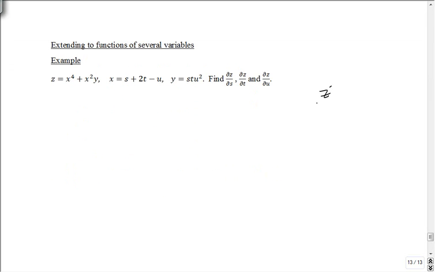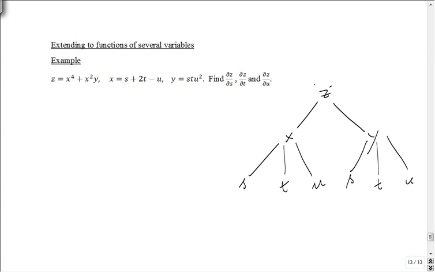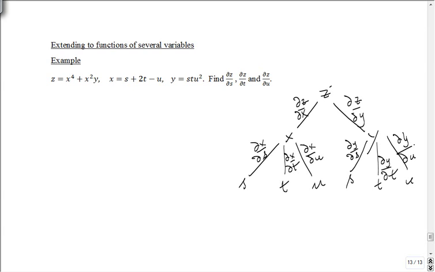So z, x, y, x, s, t, u, s, t, u, partial of z with respect to x, partial x with respect to s, partial x with respect to t, partial x with respect to u, partial z with respect to y, partial y with respect to s, partial y with respect to t, partial y with respect to u.